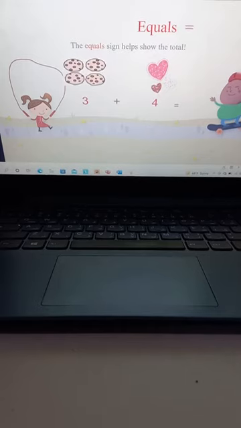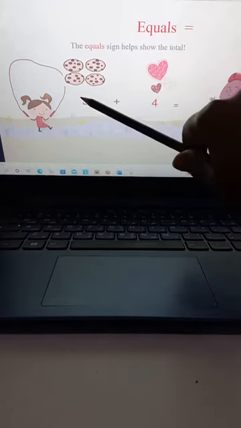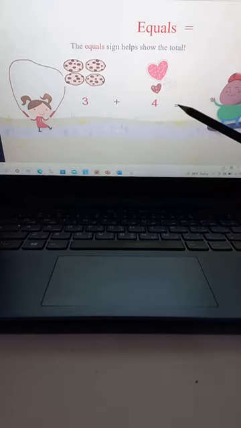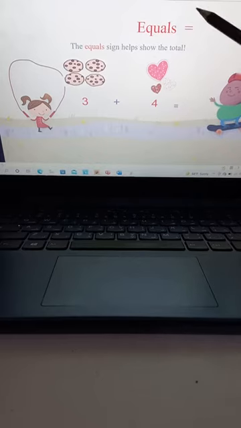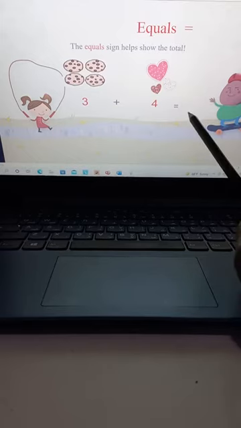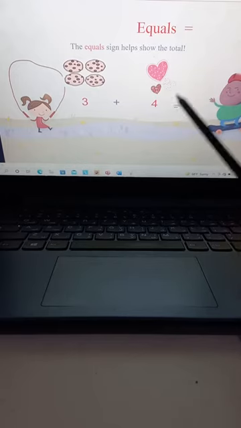So here, let's talk about the equal sign. Do you know what equal sign means? This sign here. Can you see it? This one. The equal sign helps to show the total. When you add 3 and 4, this is the equal sign. It shows the total number of what you got. So always remember that equals means total. Equals means total. Okay?